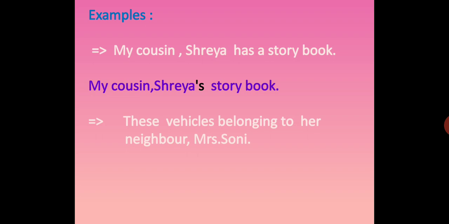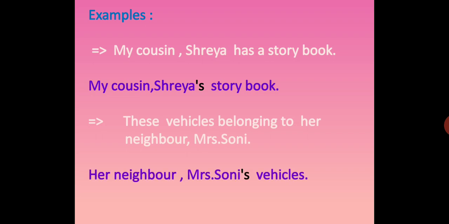These vehicles belong to her neighbor Mrs. Soni. Here also we use her neighbor and Mrs. Soni for only one person. So, we can write first her neighbor, then Mrs. Soni, then we add apostrophe s and then we write vehicles. So, the answer will be her neighbor Mrs. Soni's vehicles. I hope you will get clarity from these examples.